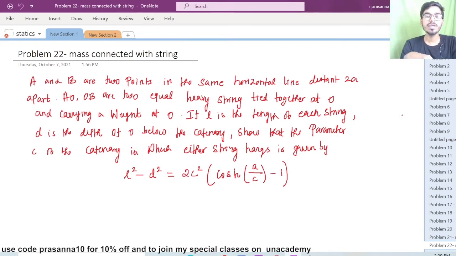We have been solving some problems based on catenary, with the additional constraint that a mass is connected to the string. So in this video, we will solve the 22nd problem. The 22nd problem and the third problem are somewhat similar.